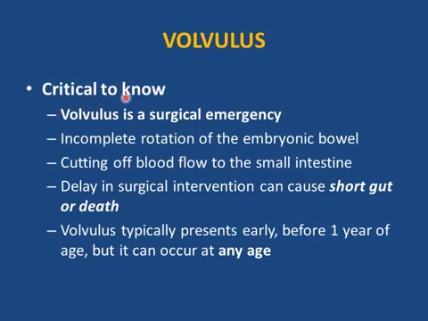Volvulus. It is important to know about volvulus is a surgical emergency and must be considered in any child presenting with persistent bilious vomiting. It is incomplete rotation of embryonic bowel with cutting of blood supply to the small intestine, which can cause necrosis and gangrene of a small bowel. Delaying the surgical intervention is not acceptable and can cause short bowel syndrome or even death.